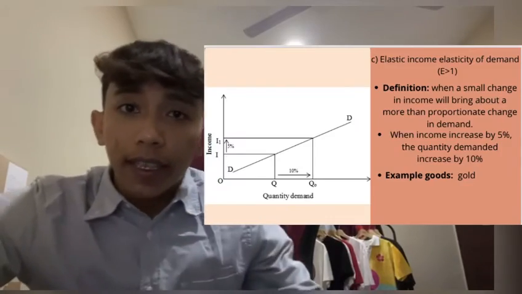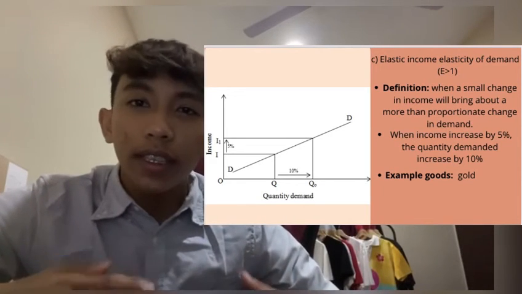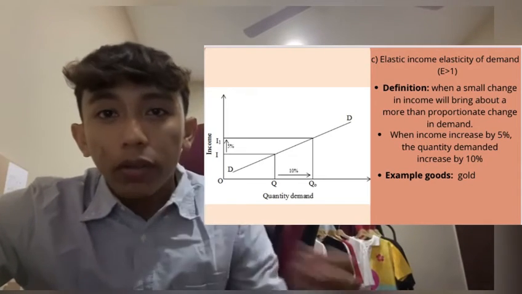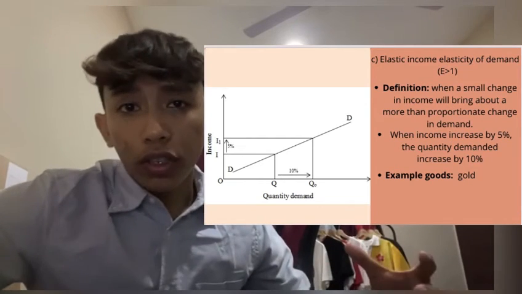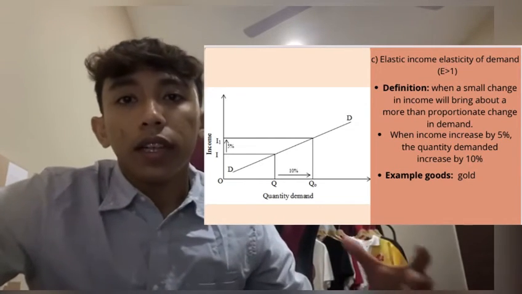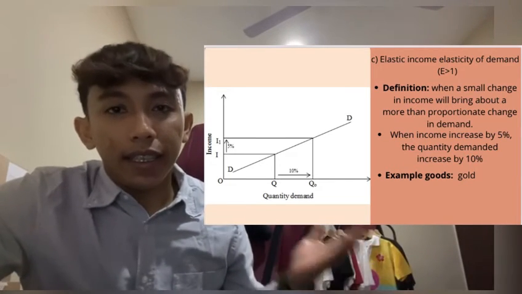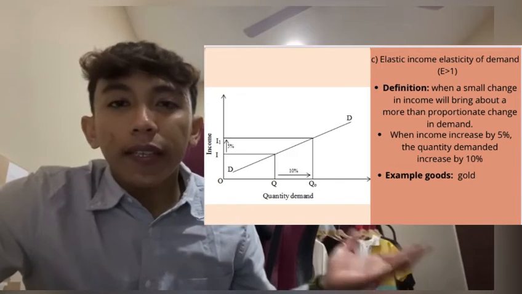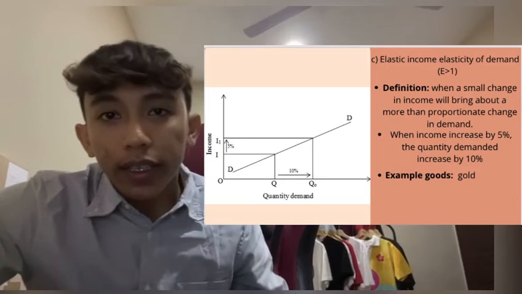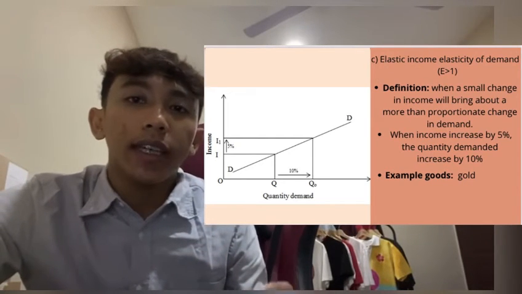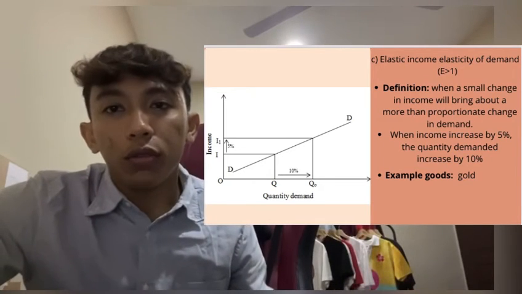Thirdly is elastic income elasticity of demand. It means when a small change in income will bring about a more than proportionate change in demand. Example, the good is a luxury good such as gold. As we can see in this diagram, when income increases by 5% from I to I1, the quantity demanded increases by 10% from Q to Q0.